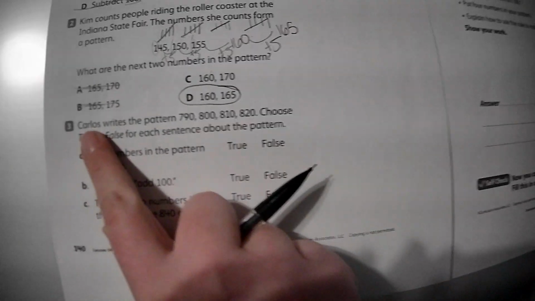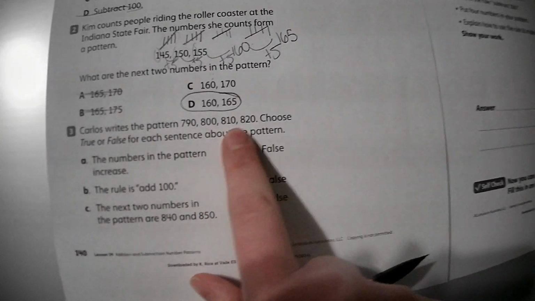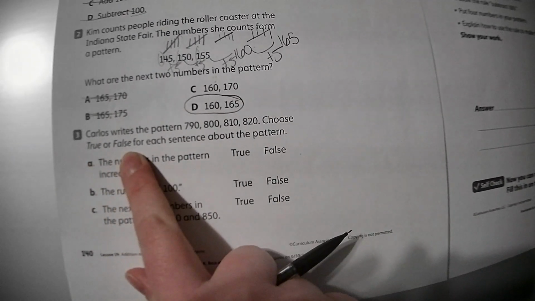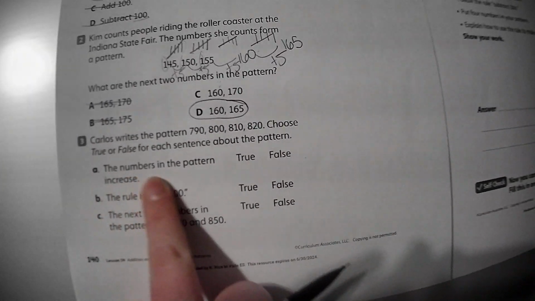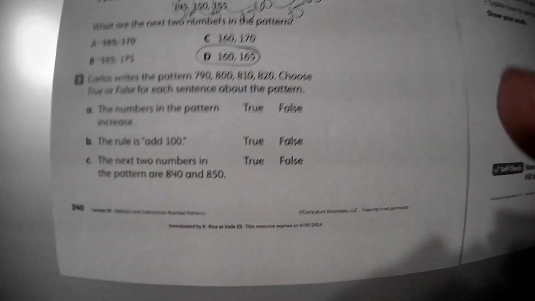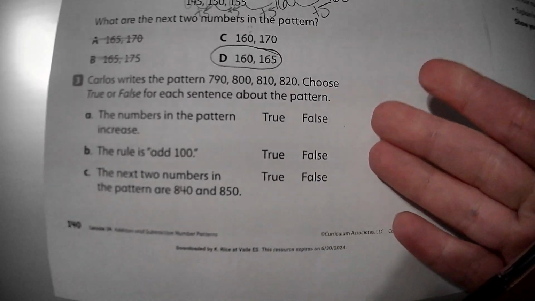Number 3. Carlos writes the pattern 790, 800, 810, 820. Choose true or false for each sentence about the pattern. The numbers in the pattern increase. Well, these can be confusing because it's always good to figure out the pattern before you go willy-nilly looking at true-false questions.